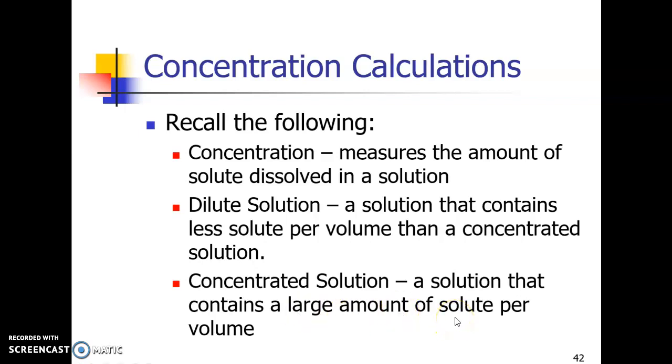And you probably heard those terms, at least concentrated, in maybe buying a juice concentrate or something like that, where there's a lot of stuff in a small space and you have to add water to it before you use it.